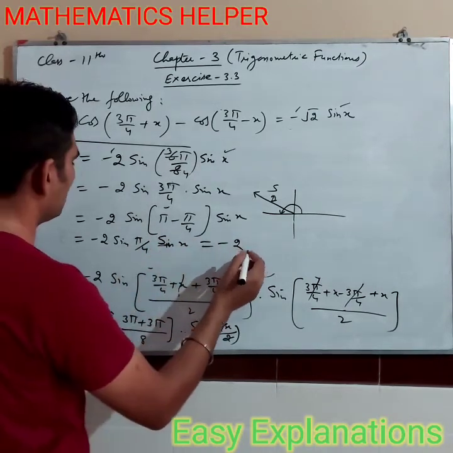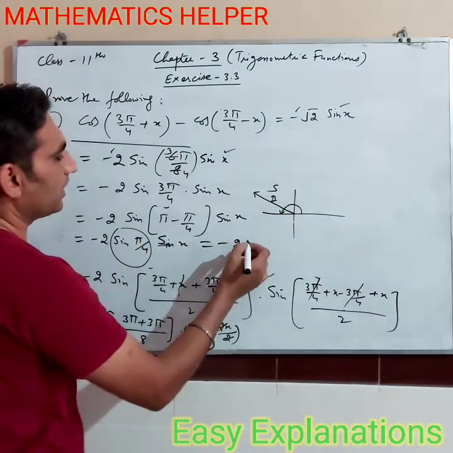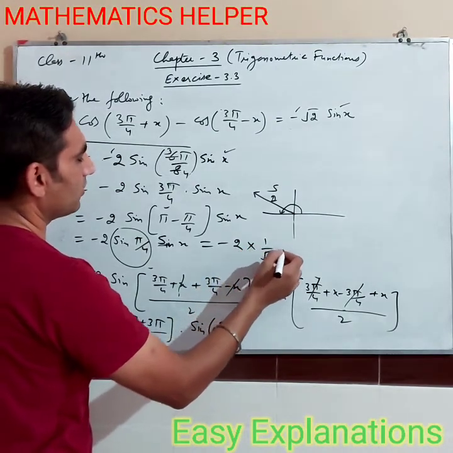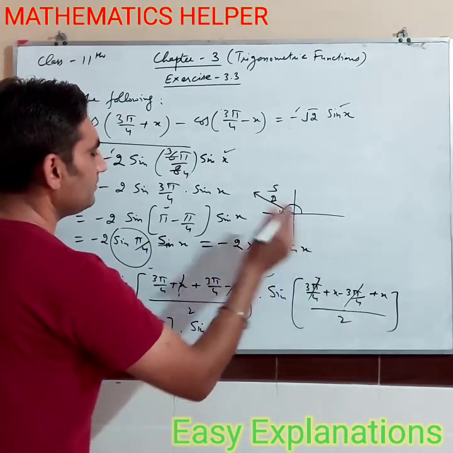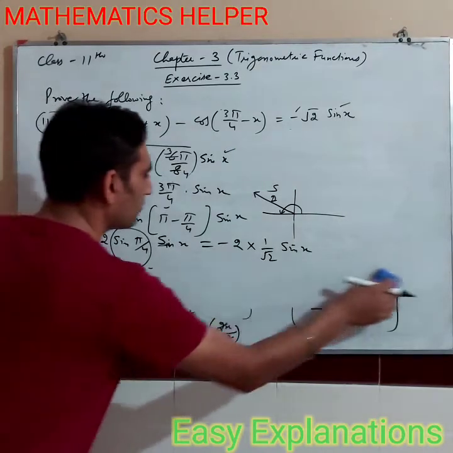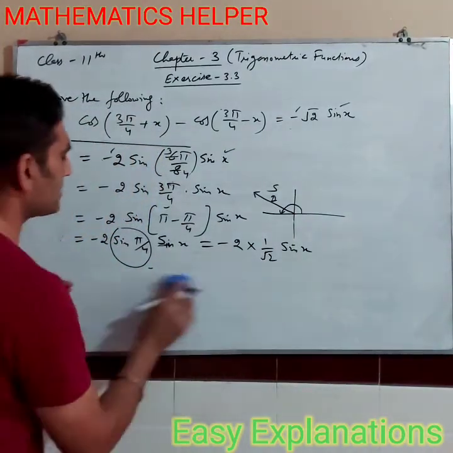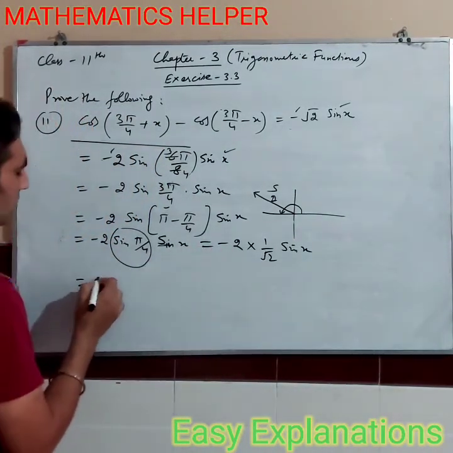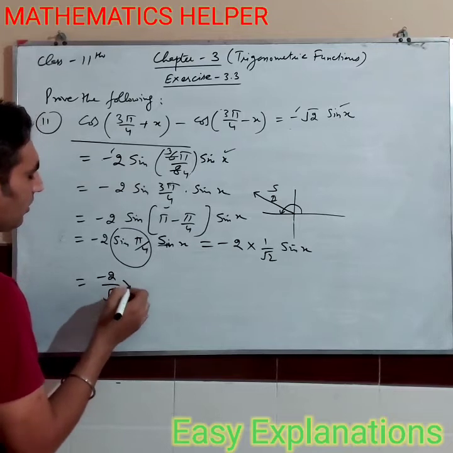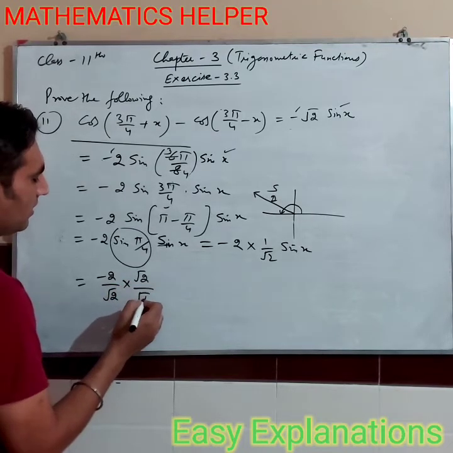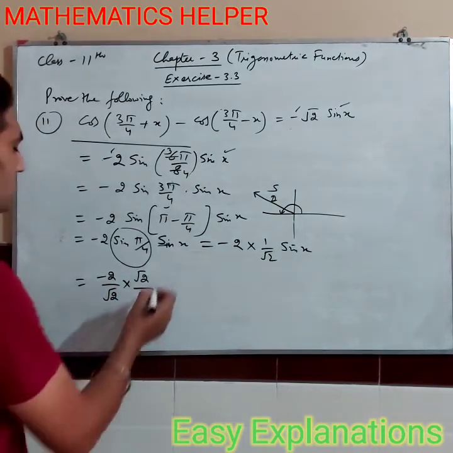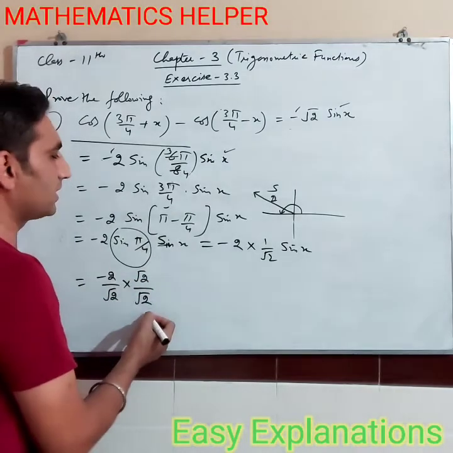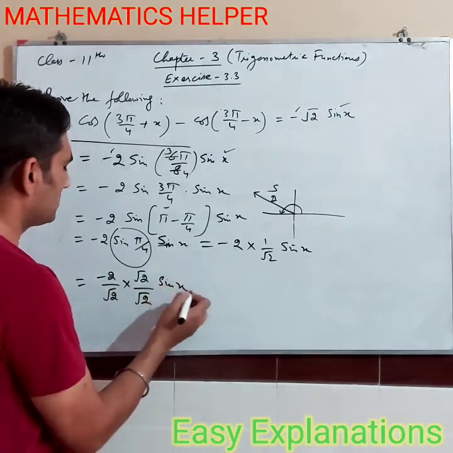So you have minus 2. What is sin π/4? It is 1 over square root 2, into sin x. Now we are going to finish our question. So see what is given. Here you have minus 2 over square root 2. I am going to rationalize the denominator by multiplying it with square root 2 in the numerator and square root 2 in the denominator, into sin x.